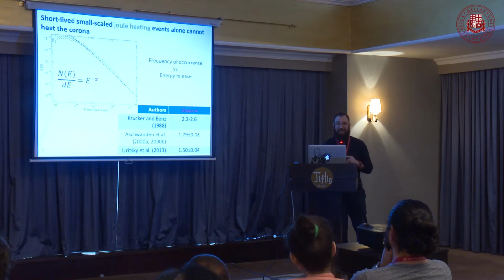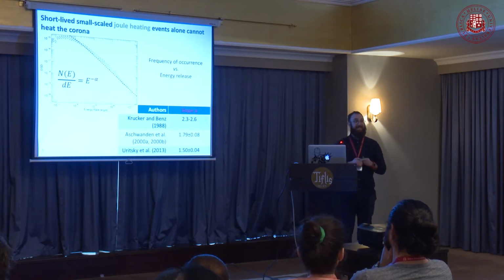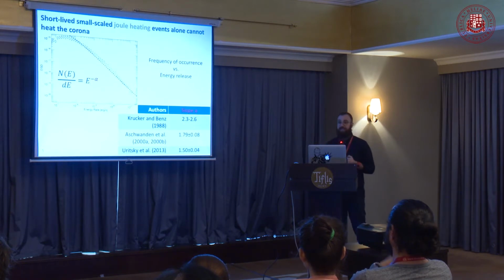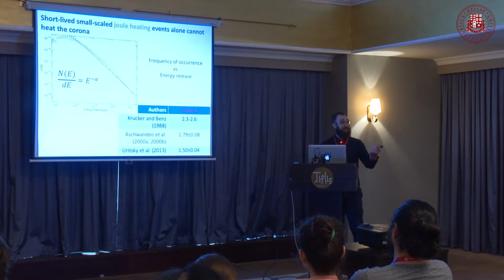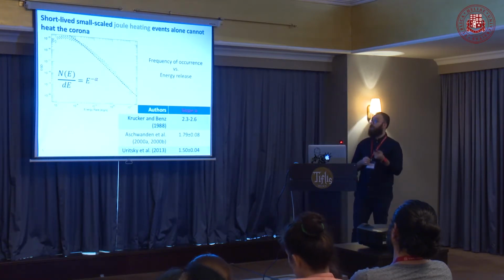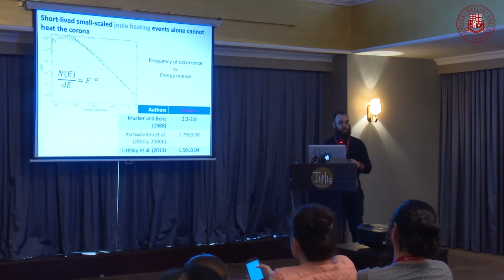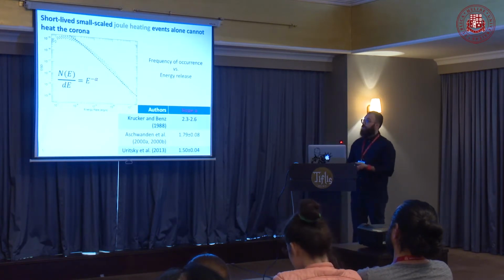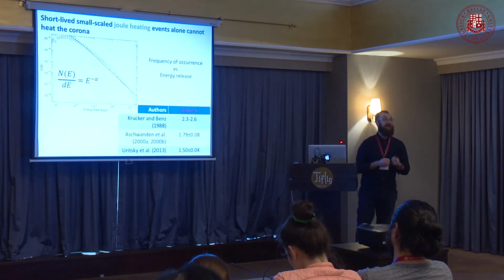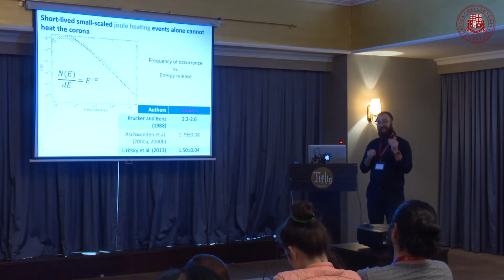An important statistical property of the impulsive heating events is the formation of distributions of the occurrence frequency of such impulsive events with respect to the energy they release. And this is a power law. People do not agree on this power law index. In order for the nanoflares, or better the small scale events, to be important, this slope needs to be larger than 2. However, it depends on many factors that complicate things.